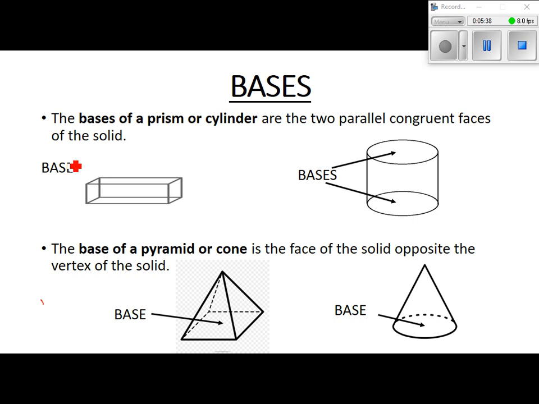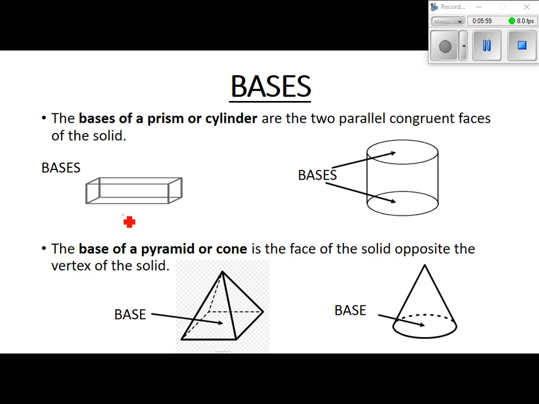The base, or a base of a prism or a cylinder. The base, and draw in what you need to draw in. I think I forgot to. Maybe I never had it drawn in. The bases. Oh, I know what I did.